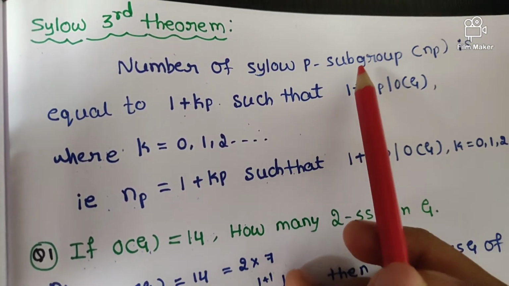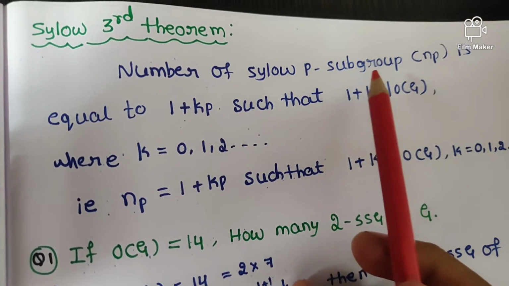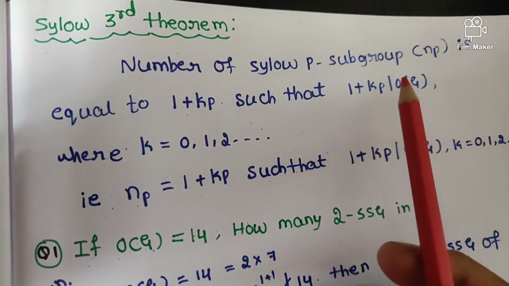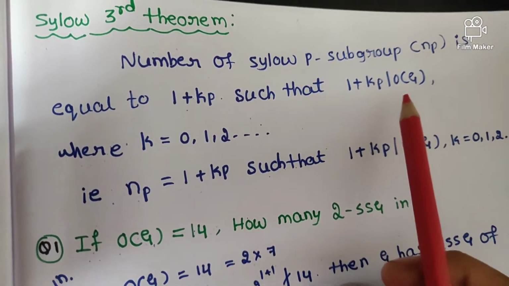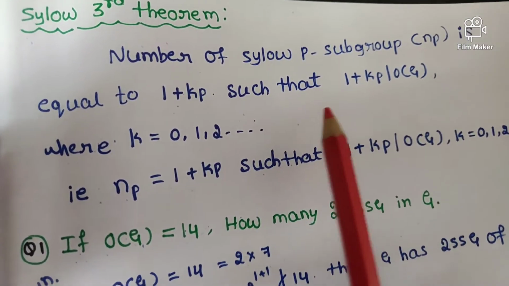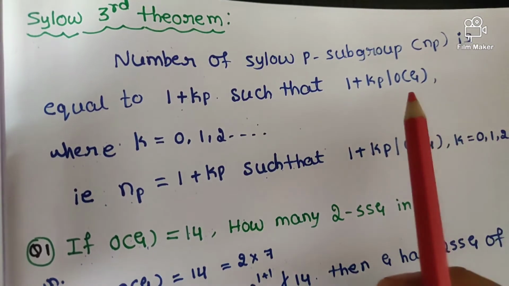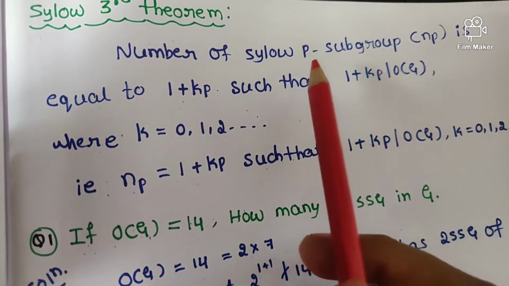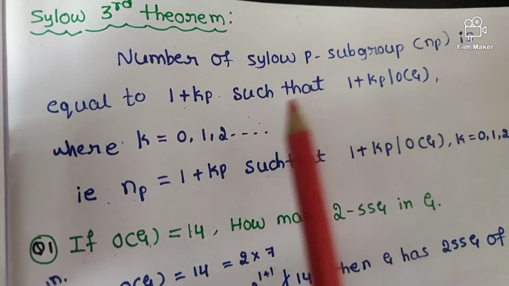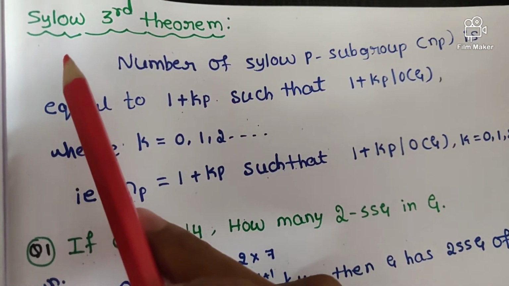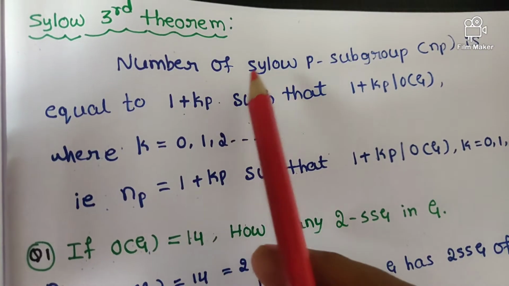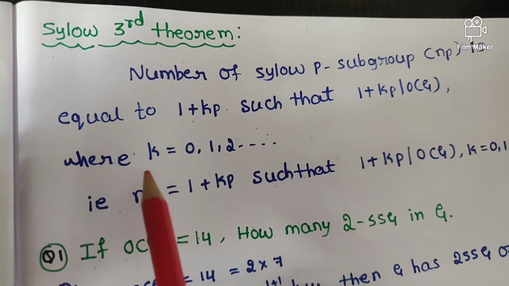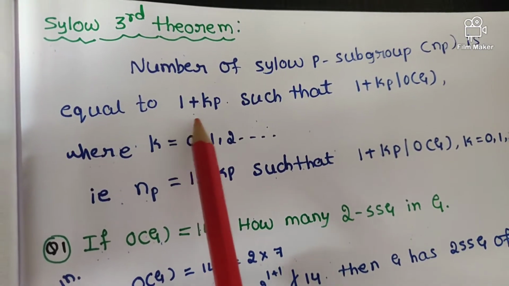In the previous lecture we studied how to find the P subgroup and how to find the order of this P Sylow subgroup, right friends? So in this video we have to find how many Sylow P subgroups are possible. That is why we use this theorem, for finding the number of P Sylow subgroups. Now just look here.